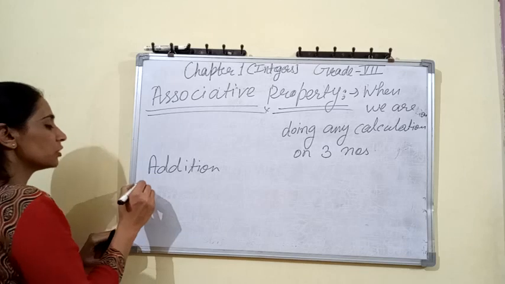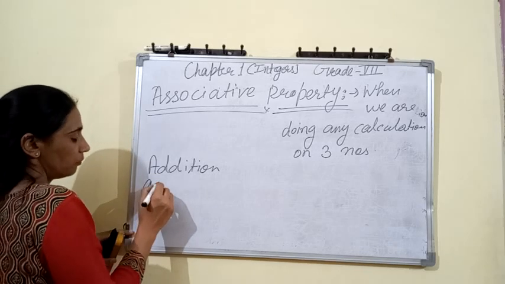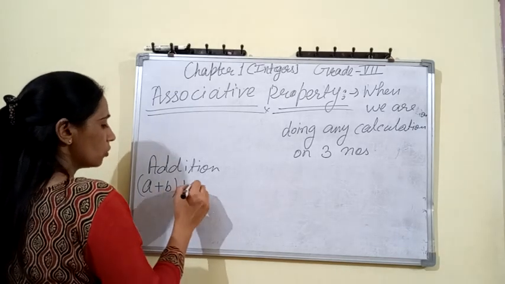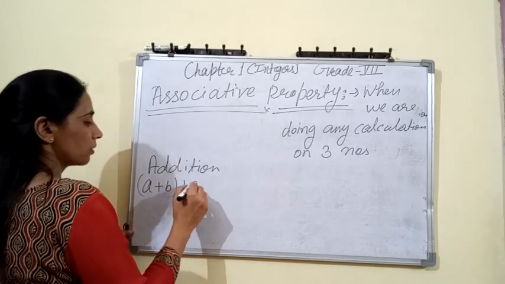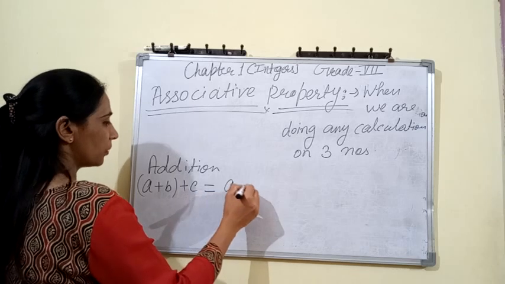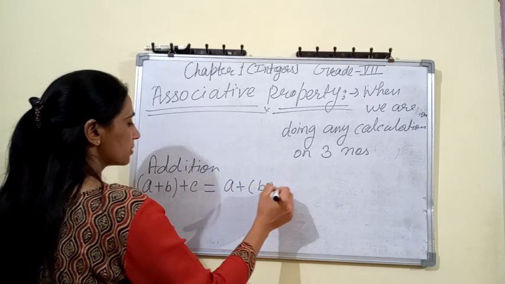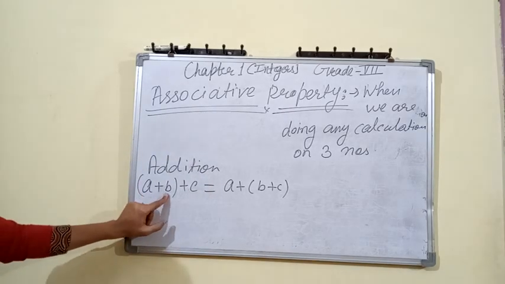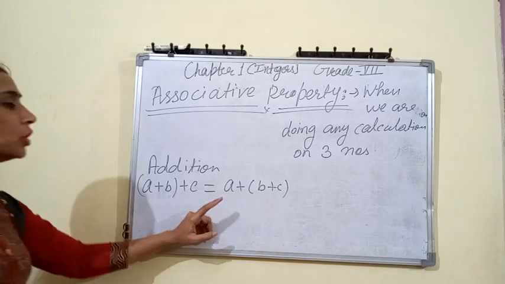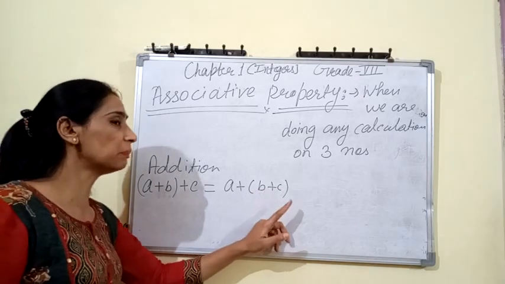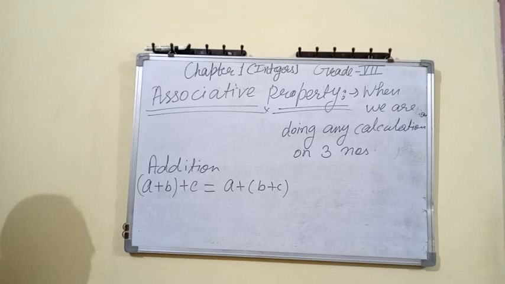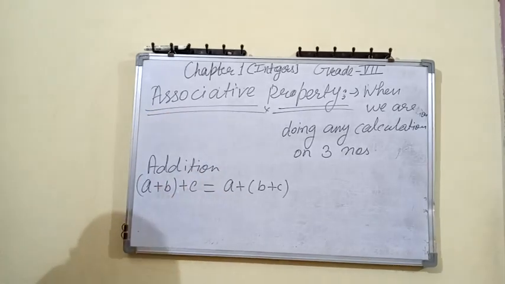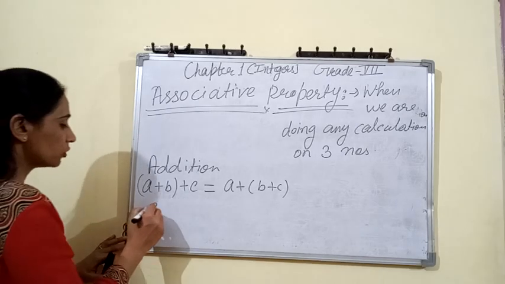Addition, what will be the formula for this? A plus B plus C is equal to A plus, within bracket, B plus C. If A plus B plus C is equal to A plus within bracket B plus C, then we can say integers are associative under addition. Okay, what will be for subtraction?